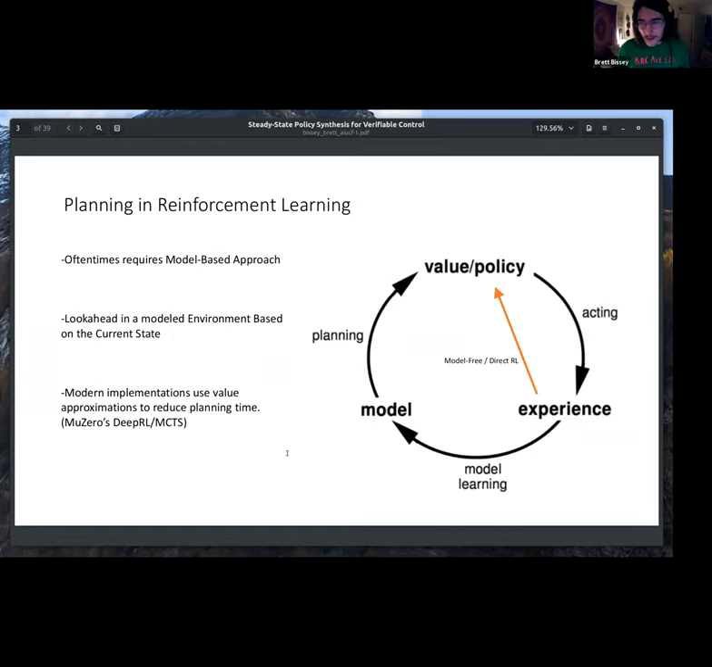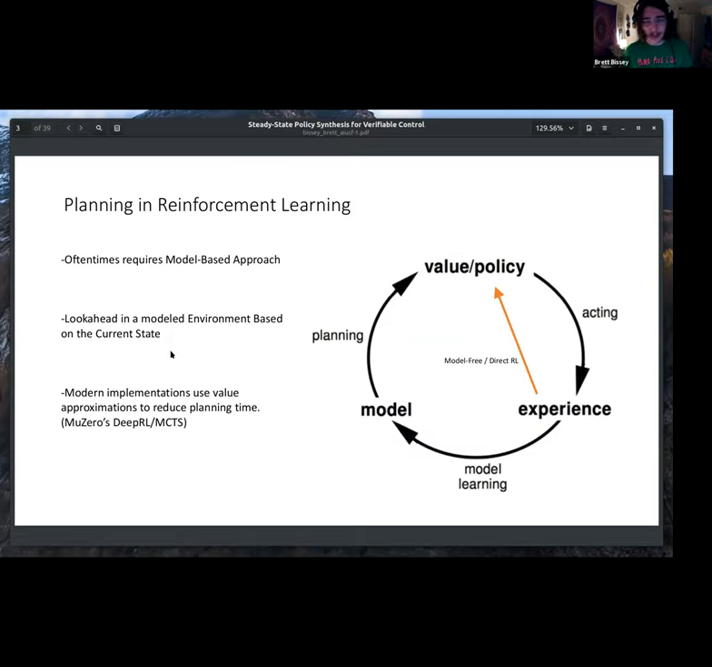So, planning in reinforcement learning often requires a model-based approach. I mentioned this earlier. A model-based approach means that our agent sees a state of the environment, and then it models the environment and looks ahead in that modeled environment to try to plan. A model-free approach would see a state and make a decision instantaneously without planning ahead. But that decision could potentially be a better decision than planning ahead, if your model-free approach is trained well enough. So there's look ahead in the model environment based on the current state.